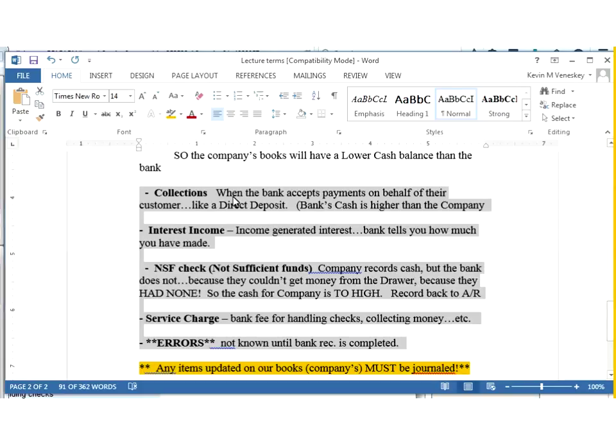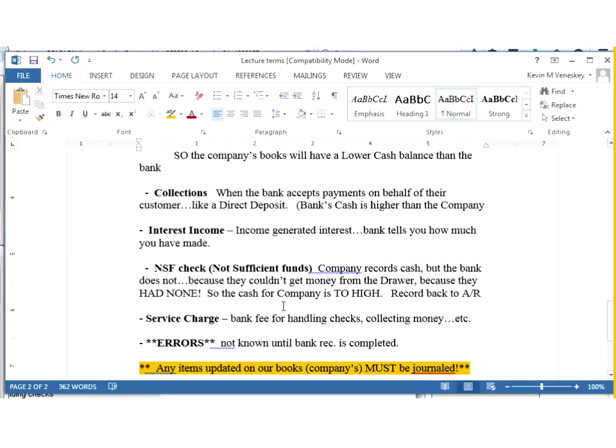So that would be an item that the bank knows that we don't, and we would find that on the bank statement. Same with interest income. Somebody may have written us a bad check. We deposited the check thinking it was good, but then the bank turns around at some point later and we see it on the bank statement that says, no, that was a bad check.